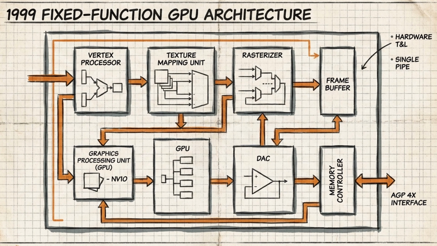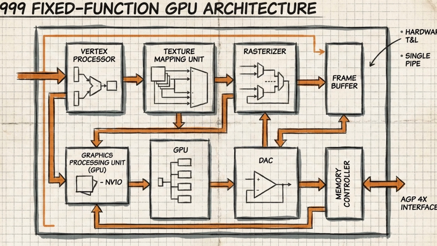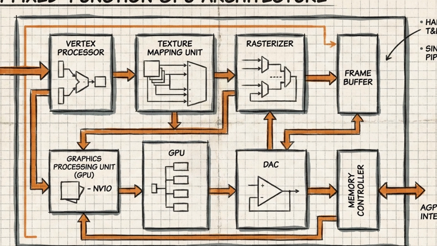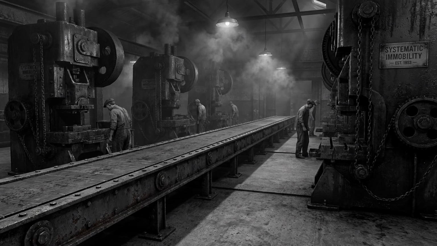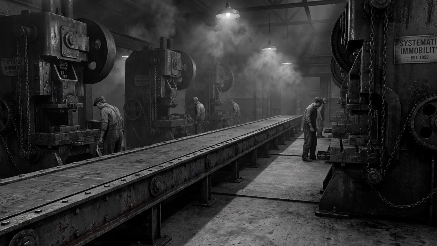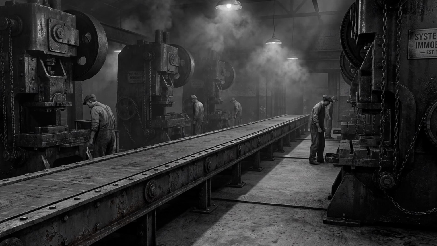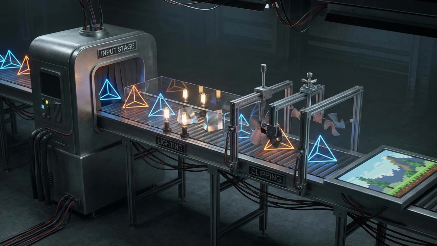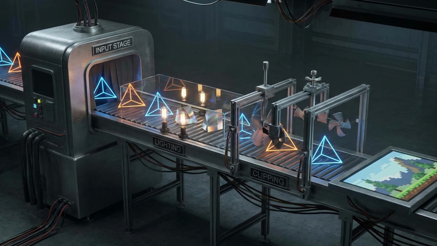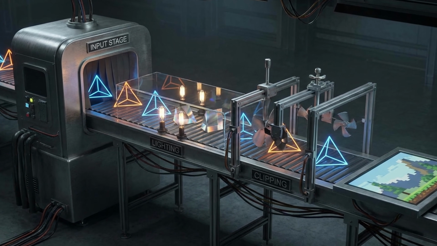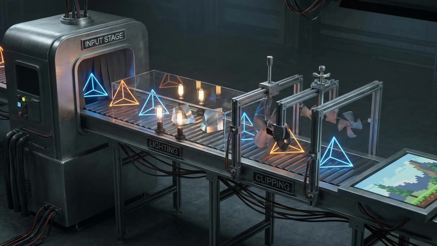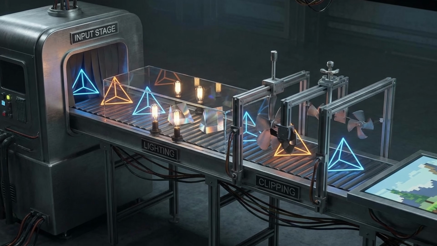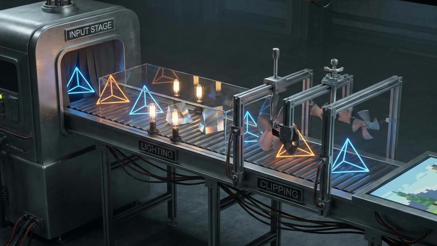Despite the revolutionary nature of hardware transform and lighting, the graphics processors of 1999 still operated on what is known as a fixed-function pipeline. To visualize a fixed-function architecture, one can imagine a traditional, highly rigid factory assembly line. Raw materials, in the form of vertices and textures, are fed into one end of the line, and a series of specialized, immutable machines perform a strict sequence of operations: transformation, clipping, lighting, setup, and pixel coloring before outputting the final image to the frame buffer.